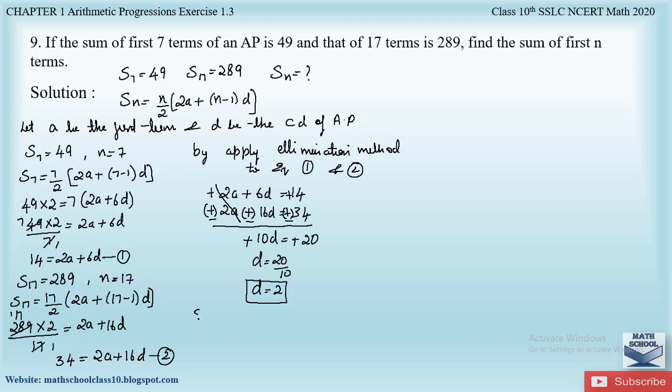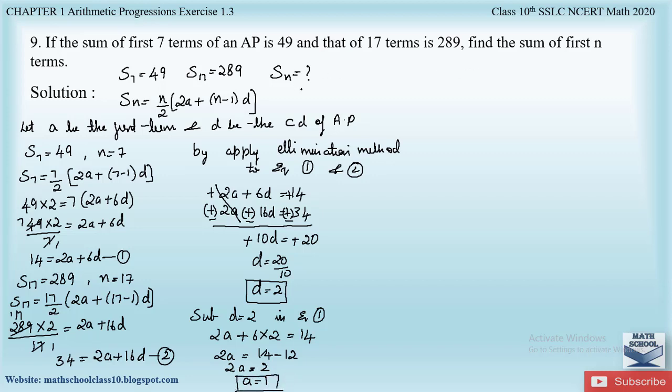Now let us substitute d is equal to 2 in equation 1. If we substitute d is equal to 2 in equation 1, we will get 2a plus 6 into 2 is equal to 14, or 2a is equal to 14 minus 6 into 2, that is 12. 14 minus 12. So 2a is equal to 2, or a is equal to 1. Okay, so we got the a and d value.